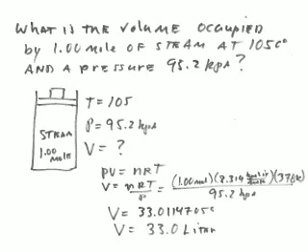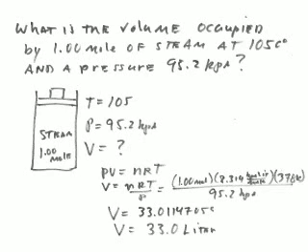What is the volume occupied by 1 mole of steam in a piston at 105 degrees Celsius if the pressure in the piston is 95.2 kilopascals? Well, we're given an amount of gas, steam is a gas, a temperature, and a pressure. That means we have all the requirements to calculate.